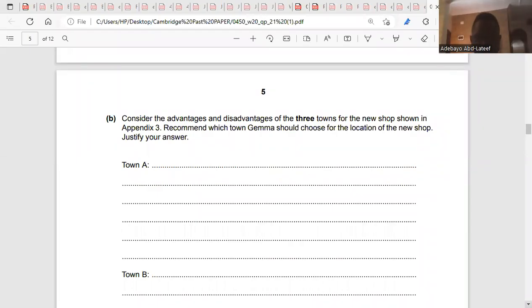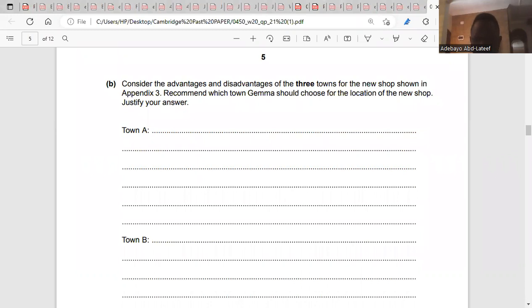So we have town A. So let's check the case study for town A and B. For town A, we have the rent for the shop is 45,000 per year for 5 years. For town B, 35,000 per year for 10 years, and town C, 20,000 per year for 15 years.